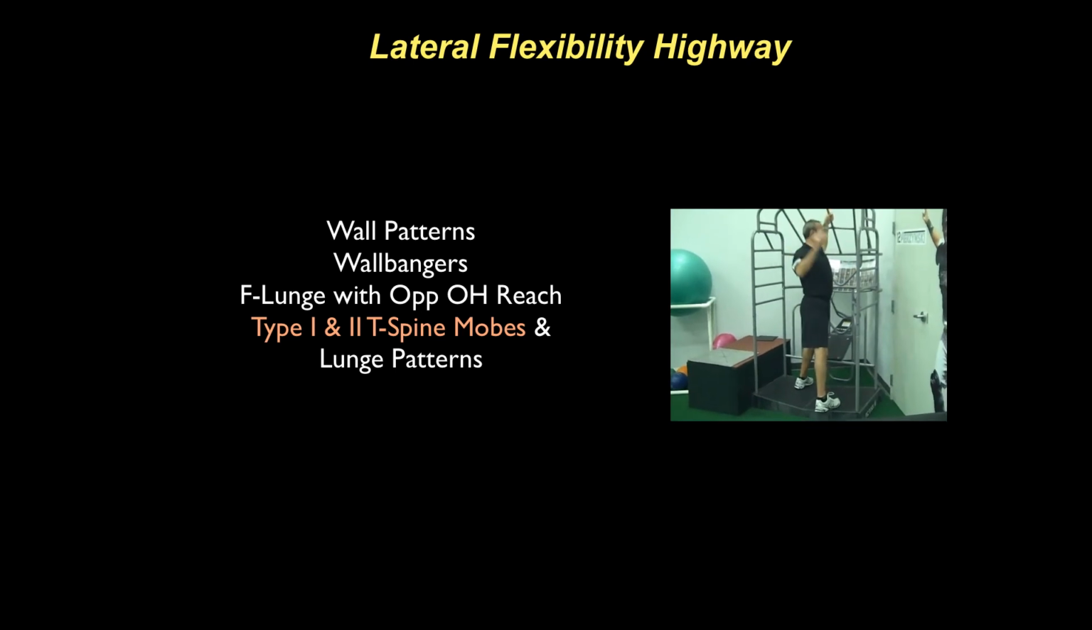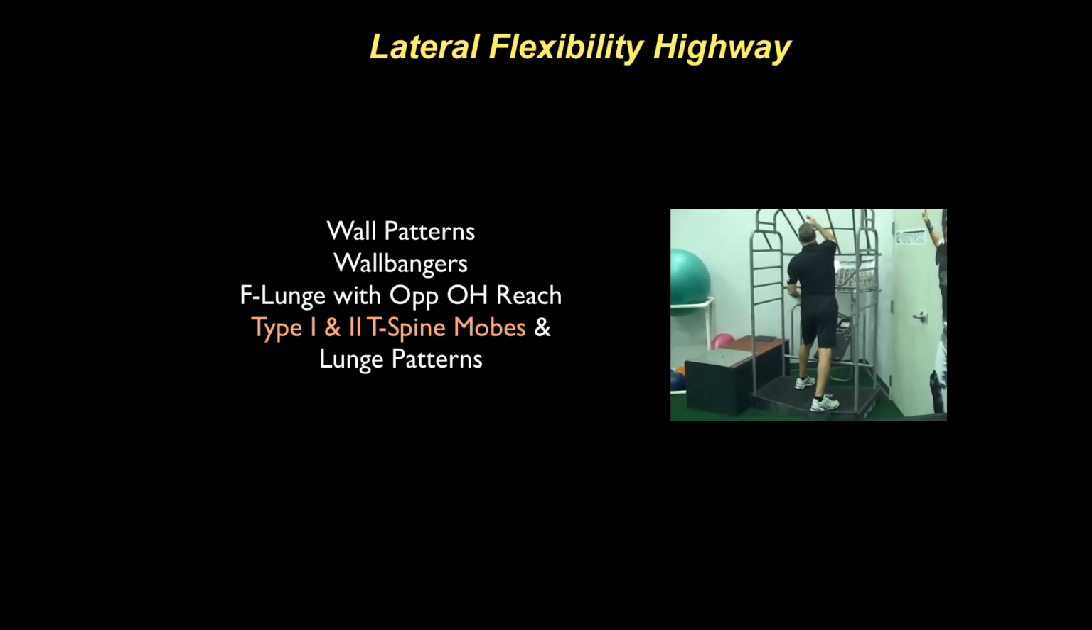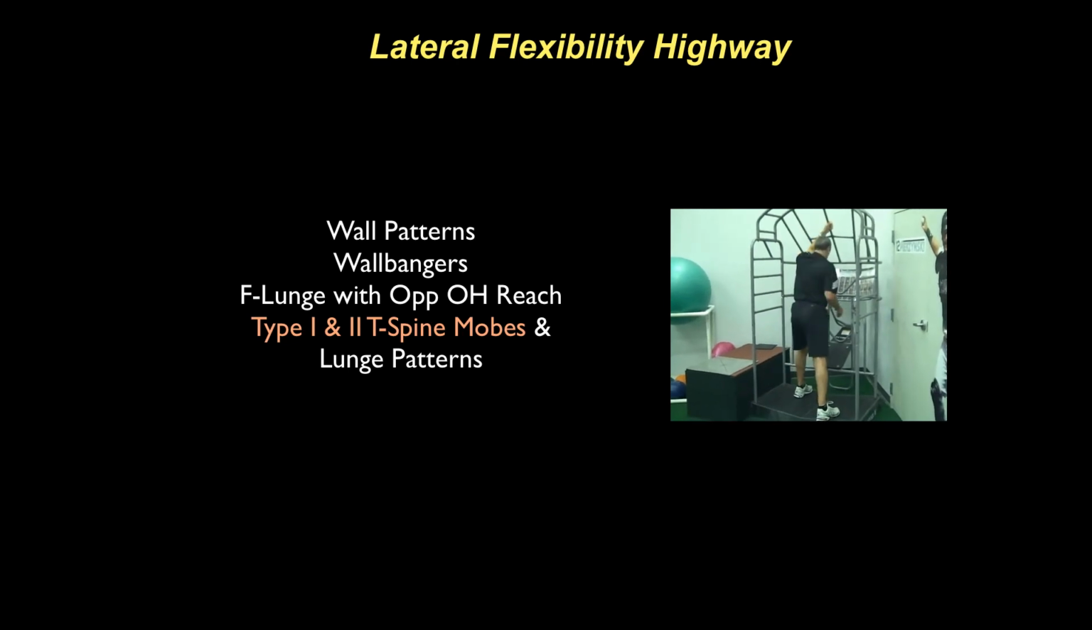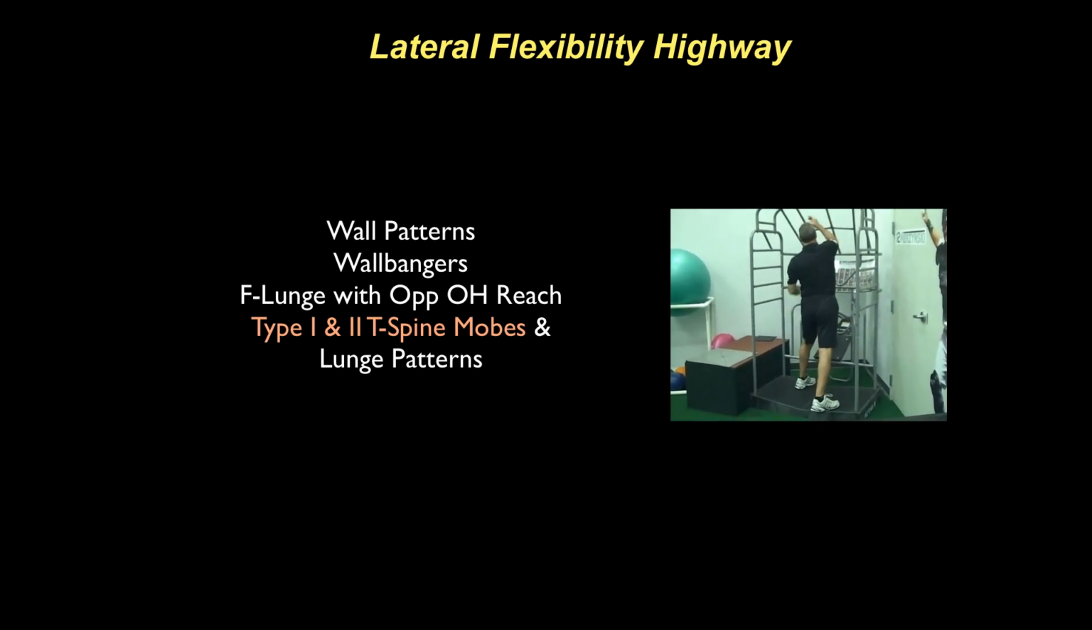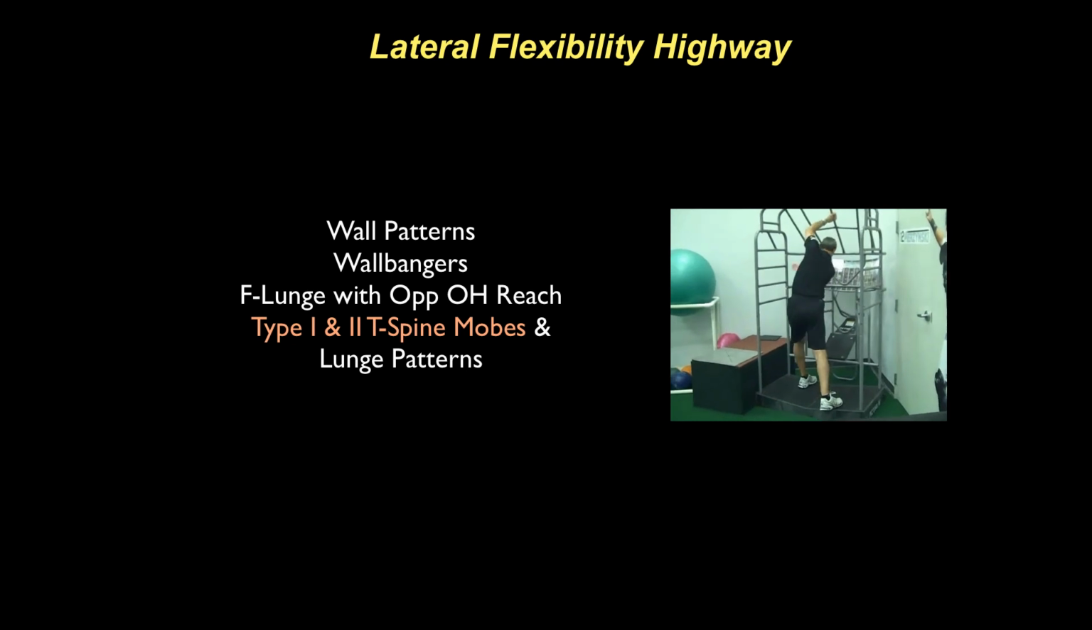Type 1 and Type 2 thoracic spine mobilization. Motion in the thoracic spine occurs simultaneously in all three planes of motion. The two actions of the spine are Type 1, when the spine rotates in one direction while it laterally flexes in the opposite direction, and Type 2 thoracic spine actions, which occur when the spine rotates in one direction and laterally flexes in that same direction.